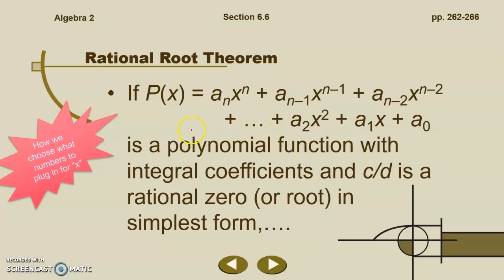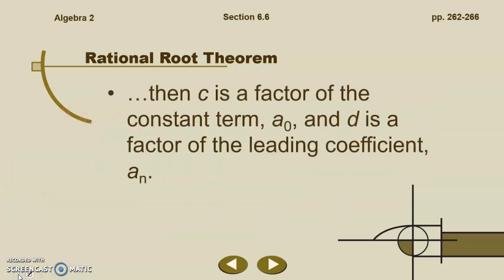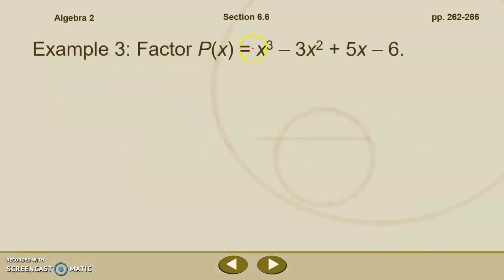In that case, when we're looking at a polynomial function, it has integral coefficients, and c over d is a rational zero or root in simplest form. Now, what does that mean? That means then c is a factor of the constant term, and d is a factor of the leading coefficient. That gives us all of our possible roots. Let's take a look at what I mean. Here's our c term, our constant, and here's our leading coefficient, which is 1.